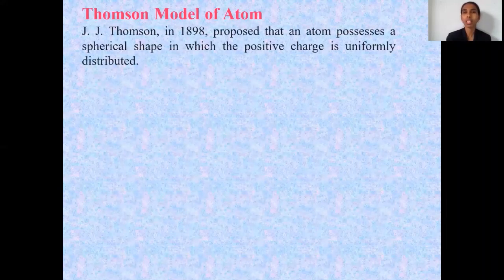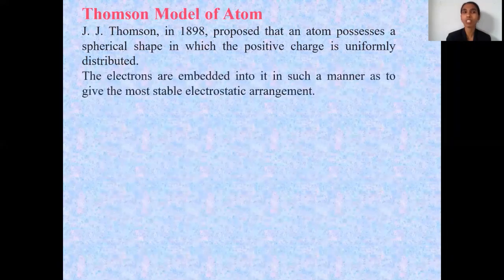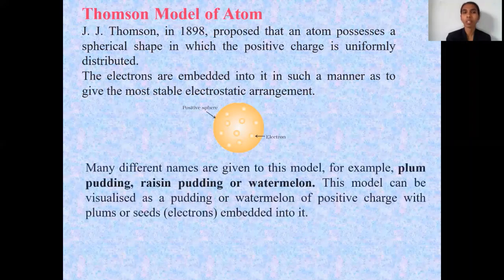So J.J. Thomson in 1898 proposed that an atom possesses a spherical shape in which the positive charge is uniformly distributed. The electrons are embedded in it in such a manner as to give the most stable electrostatic arrangement. Now here you can see the picture which represents the Thomson model of atom. Many different names are given to this model, for example, plum pudding model, or the raisin pudding model, or the watermelon model.